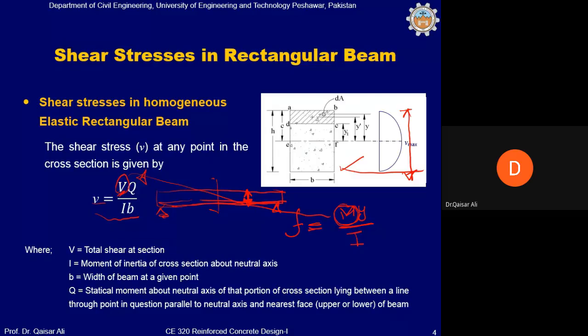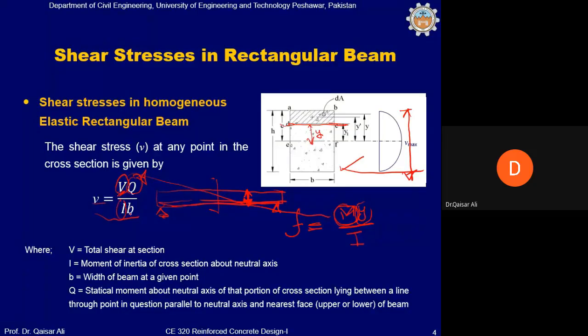Okay, and then we have y, which is the depth of the section at which the flexure stresses are to be calculated from the neutral axis. So this is the depth from the neutral axis. For example, if you want to calculate flexure stress at this location, so this will be y. This will be y for flexure stress. But Q is a little bit different. Q we will discuss next.